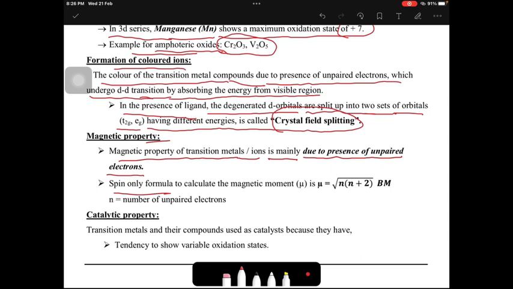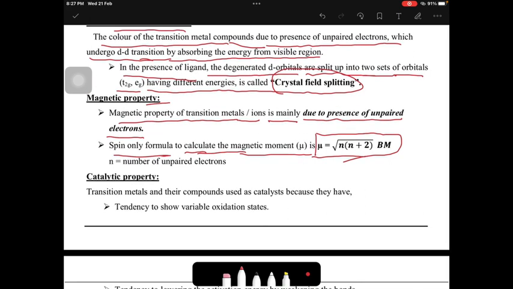Spin only formula to calculate the magnetic moment is mu equals under root of n into n plus 2 Bohr magneton. Here n is the number of unpaired electrons.